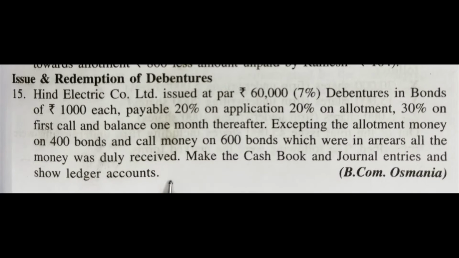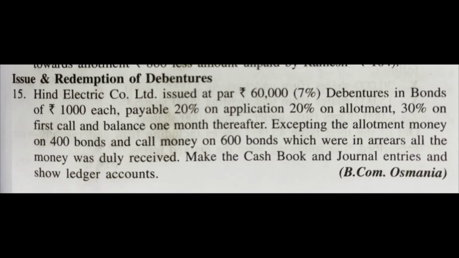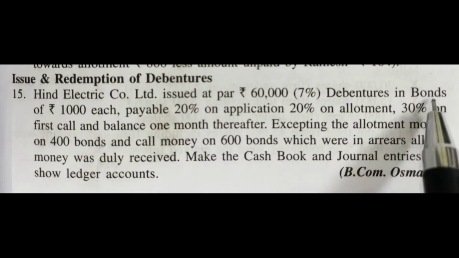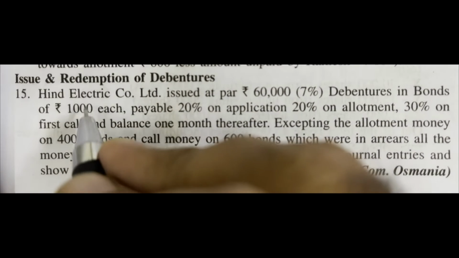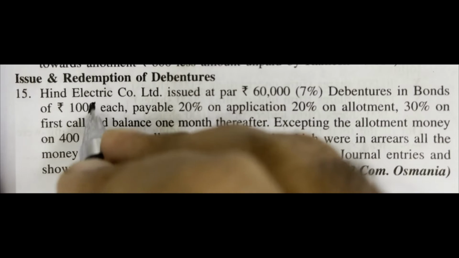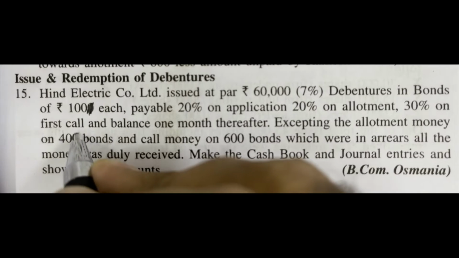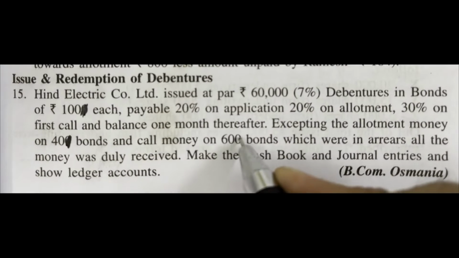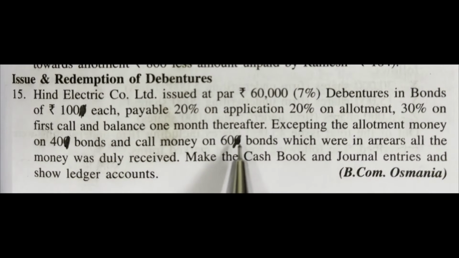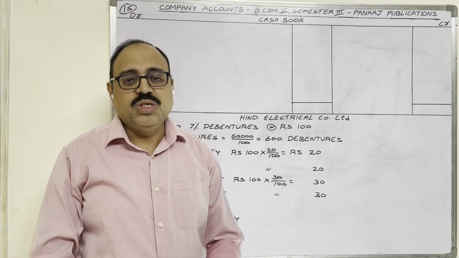This is the question. Before going to the solution, let us make some changes in this question because there are some printing mistakes. This one bond price is 1,000 rupees. I am making it 100 rupees. Next, 400 bonds, 600 bonds, I am taking as 40 bonds and 60 bonds. If your lecturers also made some corrections like this, please let me know in the comment box. Let us understand the question first.